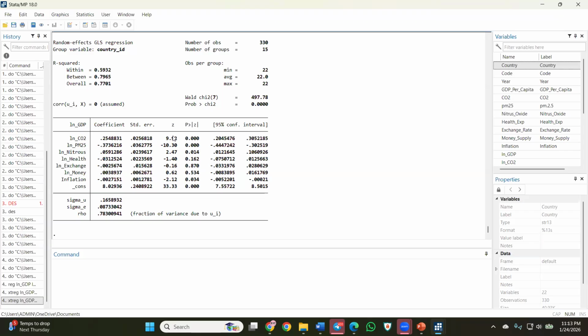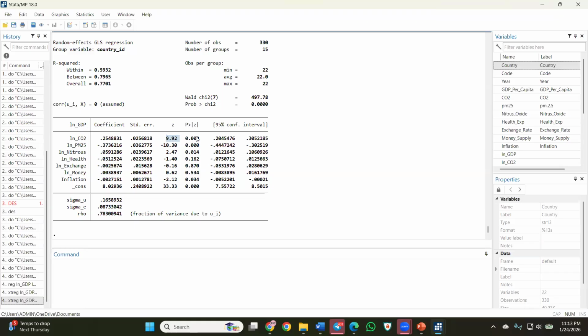If it is less than 2, it will be insignificant, using the z value or the t statistic. So you can present your result using the z value, or you can present your result using the p value. You see the z value for CO2 is more than 2, and the p value is also less than 0.05.